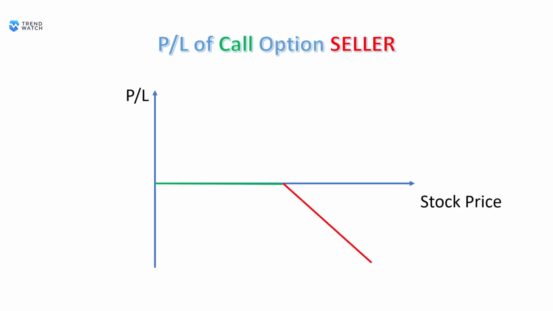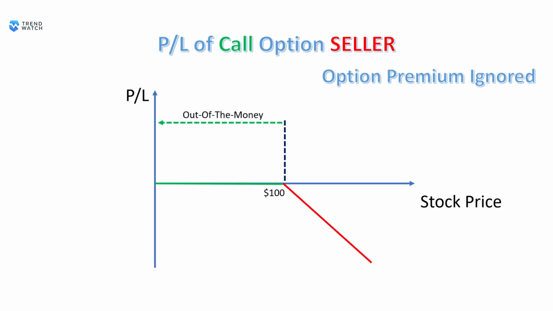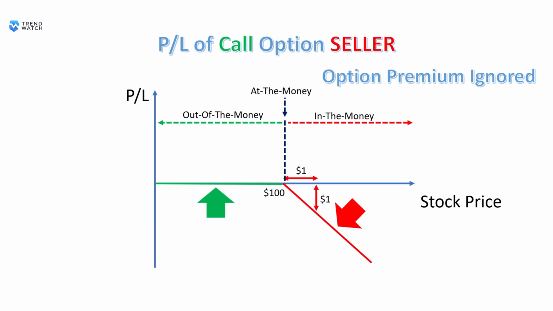If you look at the profit and loss curve of the call option seller, we can also split that into three parts in the same way. Without considering the option premium, the seller doesn't make any profit or loss in the out-of-the-money region. In contrast, in the money region, the seller's loss will go up as the price of the stock goes up. At the money once again is the pivot.